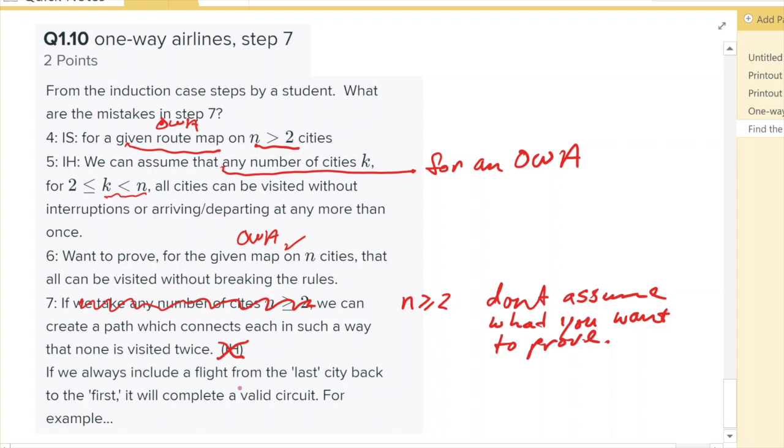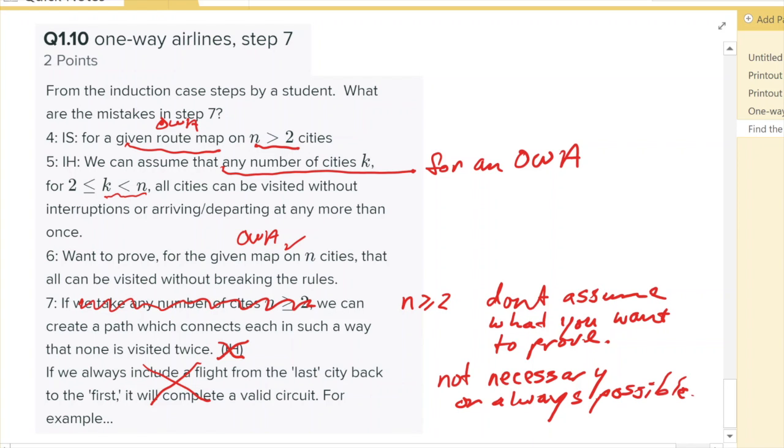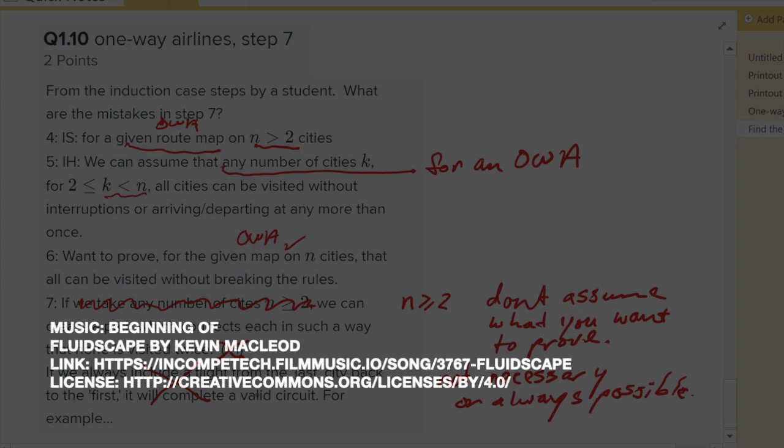If we always include a flight from the last city back to the first, it will... Wait a minute. This isn't necessary at all, nor is it always possible. If you say, if we do something, check that it can actually be done. So just because you have an idea, don't throw it in there. Leave it on your scratch paper.